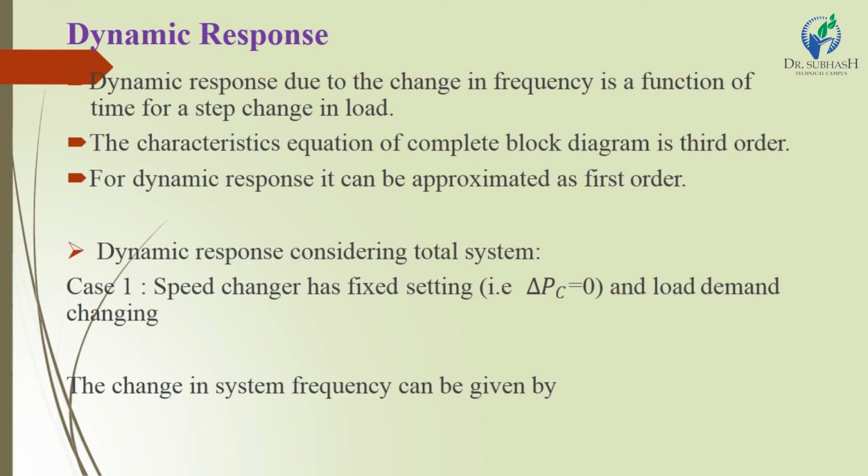The characteristic equation for the complete block diagram is of third order. For the dynamic response, it can be approximated as a first order system. The dynamic response considering the total system: in case number 1, the speed changer has a fixed setting and the load demand changes. The change in the system frequency is given in this figure.